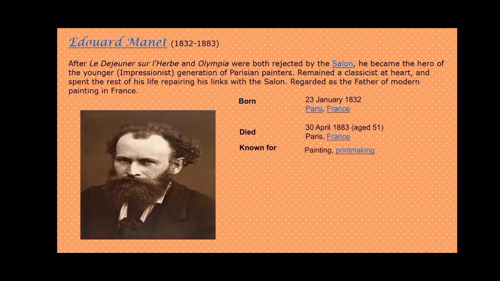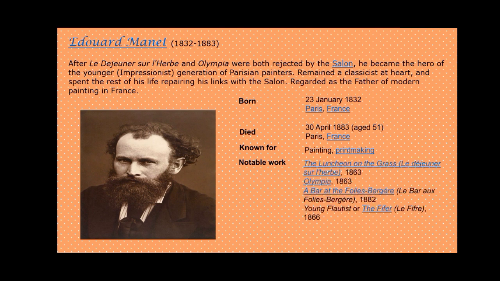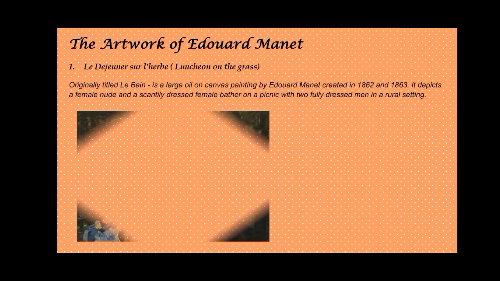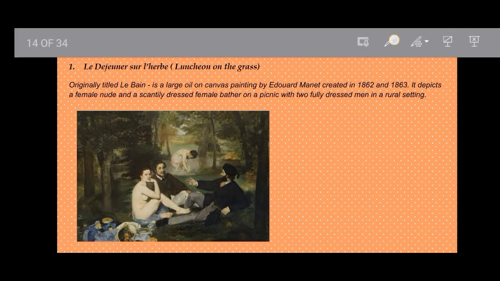He was born on January 23, 1832 in Paris, France, and died on April 30, 1883 at the age of 51. His artwork is the Luncheon on the Grass. This is one of his artworks, which he made in 1862 and 1863.